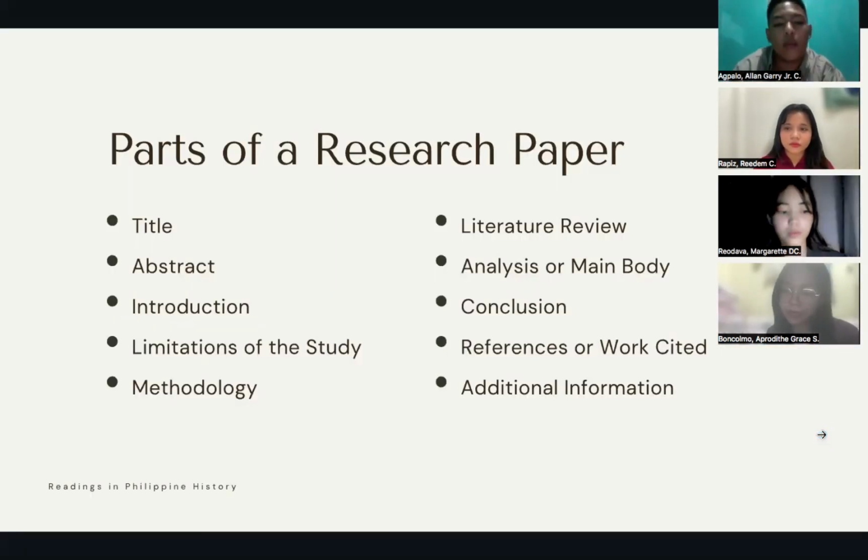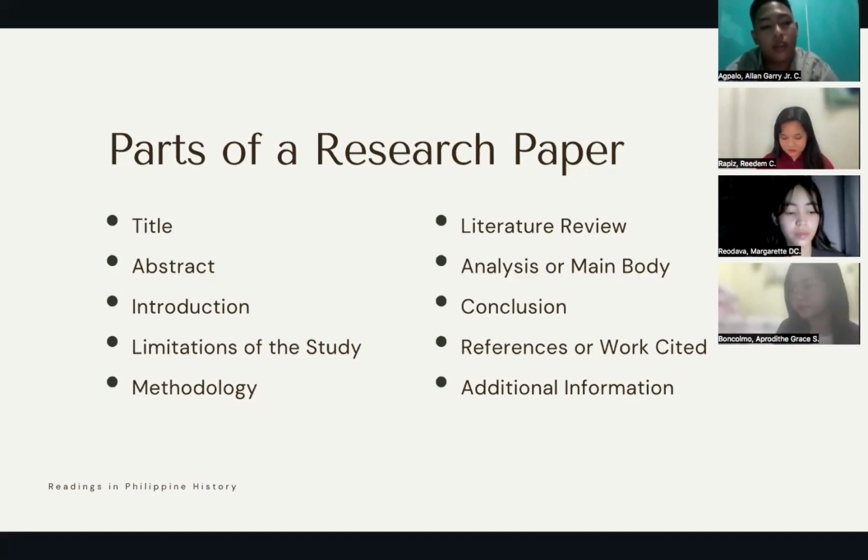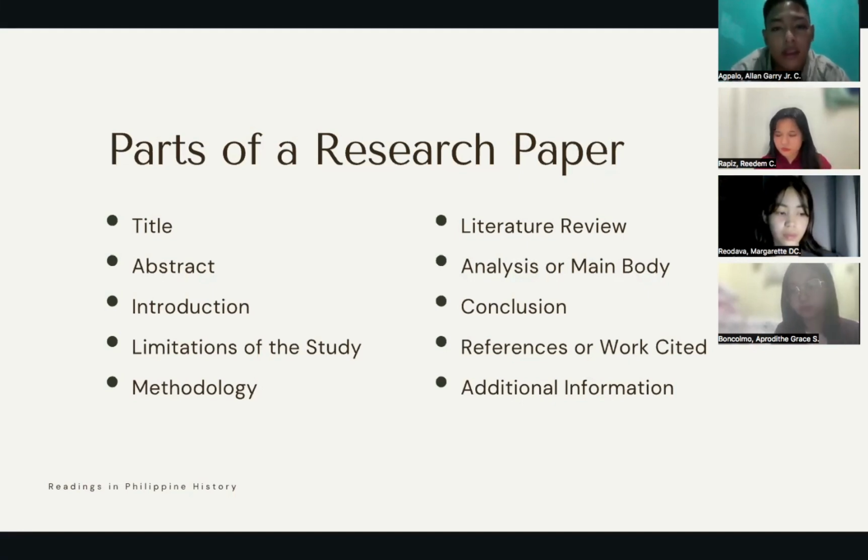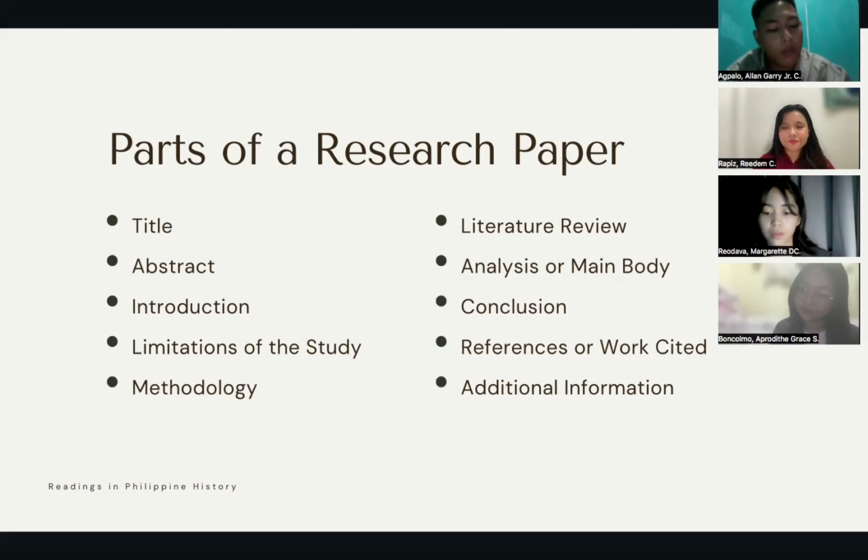So, pumunta naman tayo sa parts of a research paper. Ang pinakauna sa first page ay makita natin ang title. Ang title ay dapat na binubuo lang ng maiksi and dapat connected yung title natin doon sa mismong idea ng research natin. So, magbibigay ako ng example.